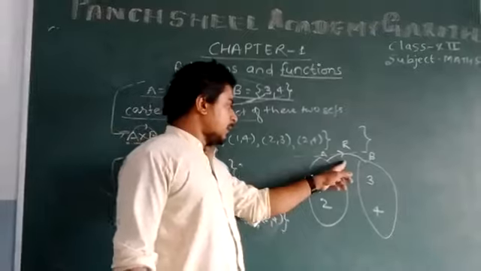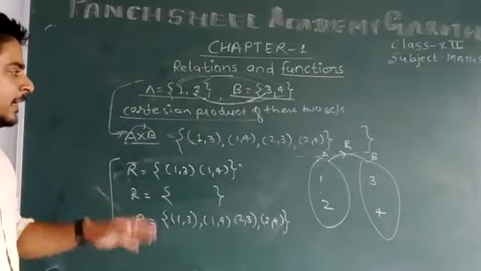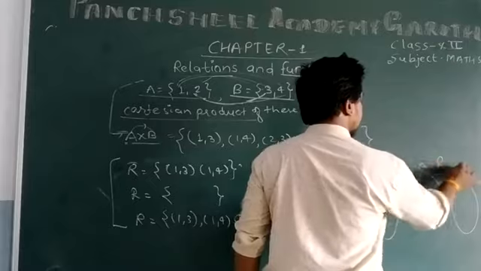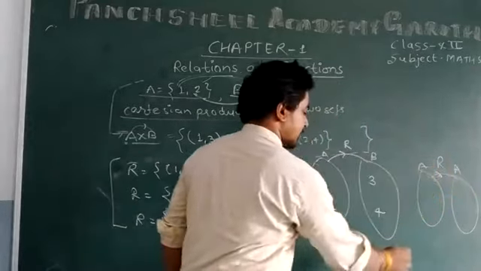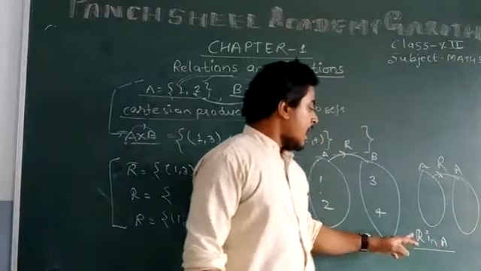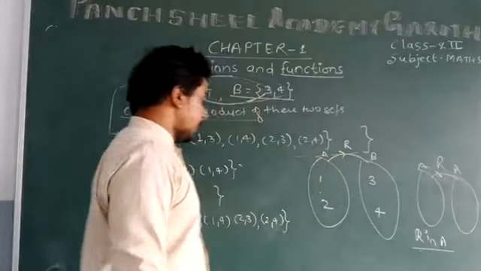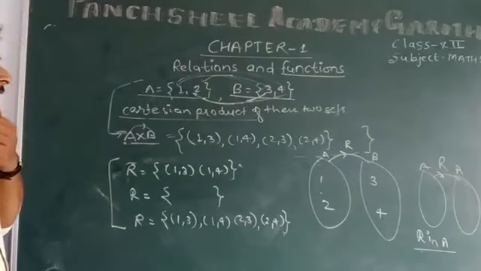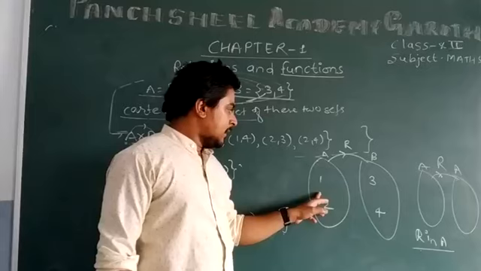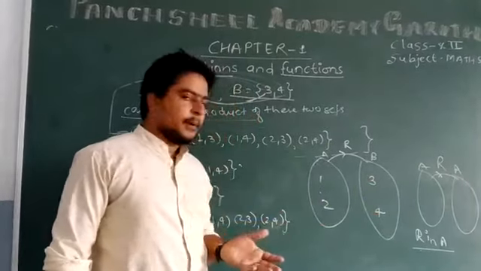It means that the relation which is defined from set A to B, or it may be on the same set A to A, means R defined in A. When R is defined on the same set, we treat it as R in A. But here we are taking the example that R is defined from set A to B. If R is defined from A to B, then R will connect an element of the first set with an element of the second set, because R is a relation.